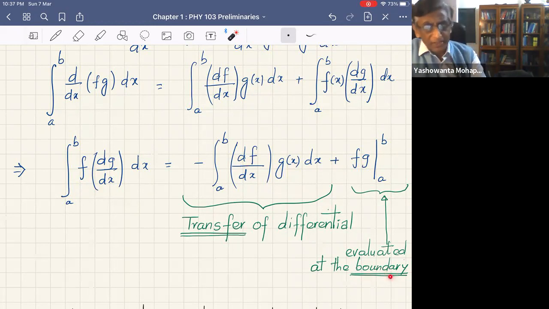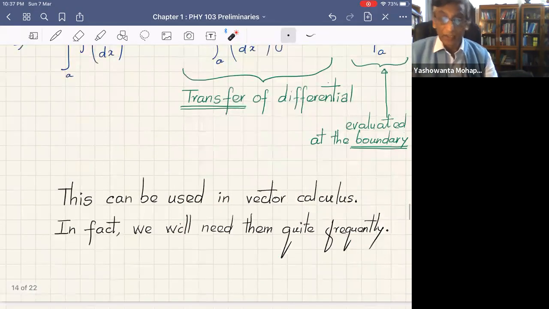So integration by parts is really based on this idea that you can transfer the differential to the other function, and you have to pay in terms of a minus sign and the function evaluated at the boundary. Let's take an example in vector calculus. This can be used in vector calculus. In fact, we'll require this quite frequently, and that is why I'm mentioning it right here. Don't get worried, you don't have to remember it, but the fact that this can be done, you must have in mind.